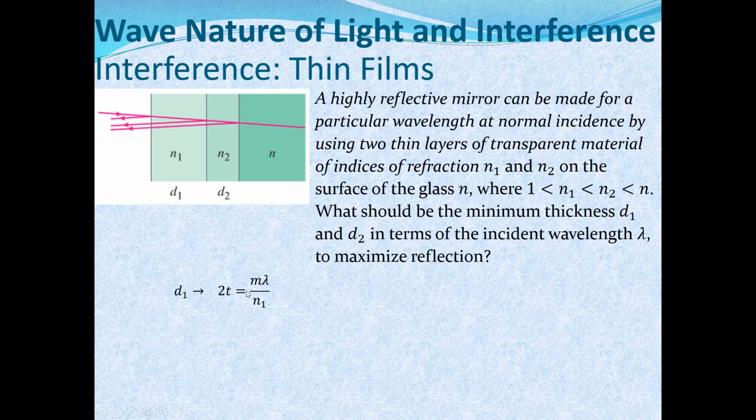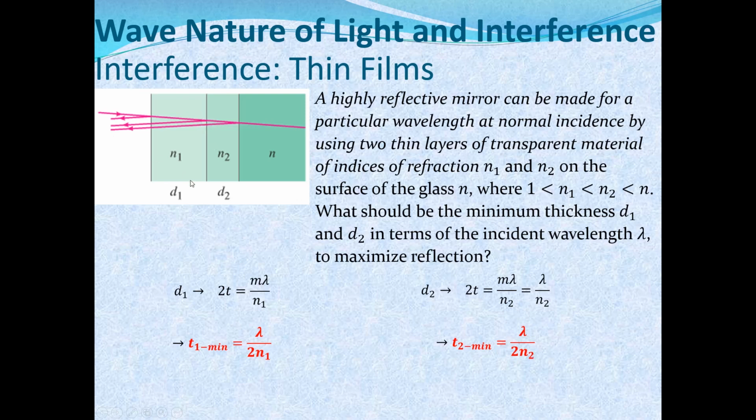So doing this, I'm going to get that the first one has to have a thickness equal to lambda over 2 n1. And then the second one, pretty much the same thing. So easy peasy, nothing really crazy in that case. Again, the whole idea is that this has to be such that it ends up coming out at the same phase as the original one.